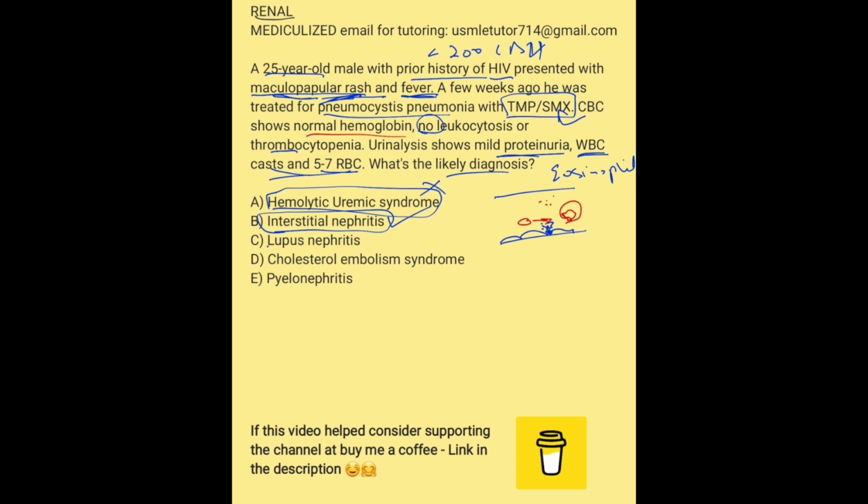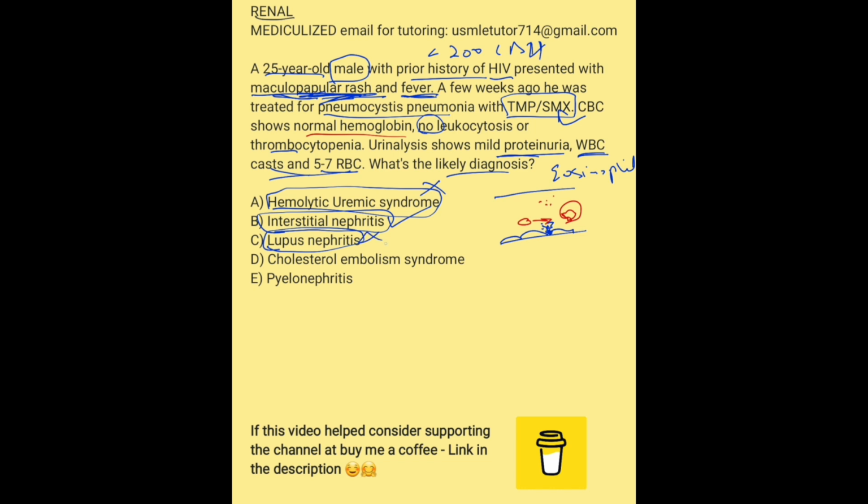Then we have lupus nephritis. With lupus nephritis, remember, usually the rash is a malar rash, and it's usually females. Here it's a male. The male to female ratio is about 1 to 7 to 13, which means that females are 7 times more likely to have lupus. Also usually in lupus you can get arthralgias, you can get mouth ulcers, none of which are given here. So lupus is unlikely.